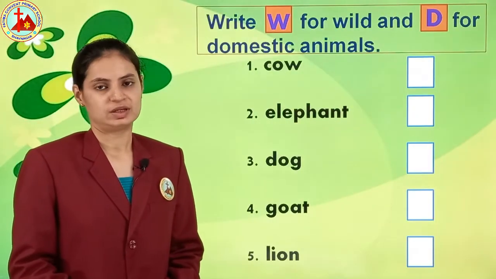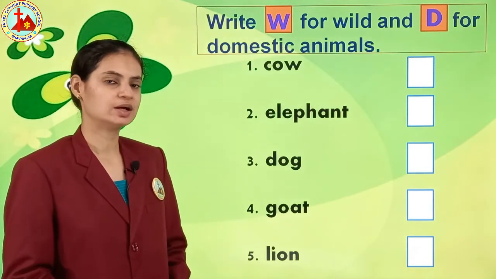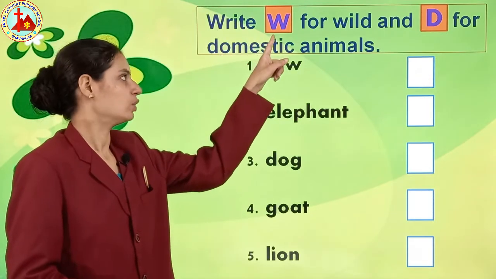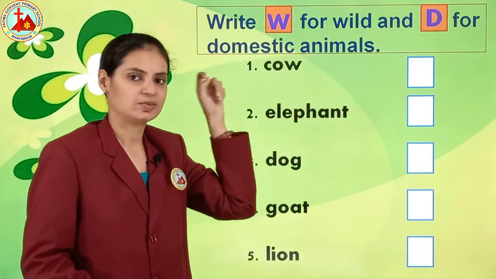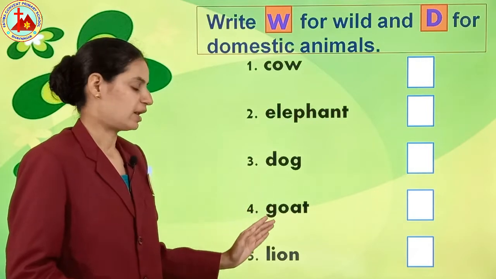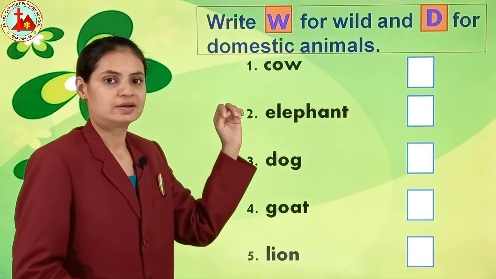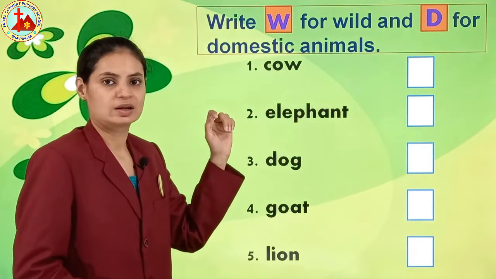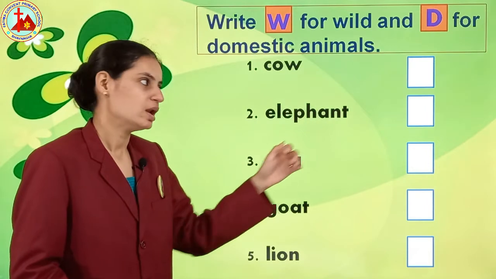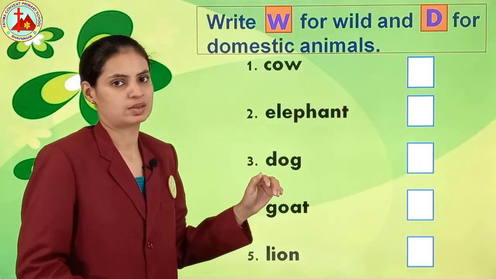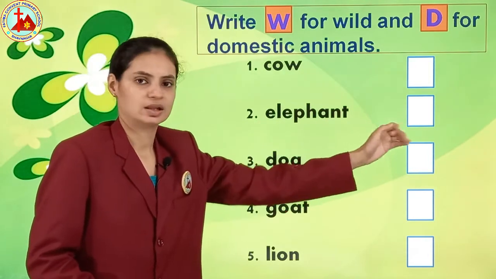Now we will do the activity which is given behind the lesson in science textbook. So what is the question over here? Write W for wild and D for domestic animals. Here you have to read the spelling and these are the names of the animals. You have to see and identify which animal's name is written. Is it wild or is it domestic? If it is the name of a wild animal, then we have to write W in this box. And if it is the name of a domestic animal, then we have to write D in this box.